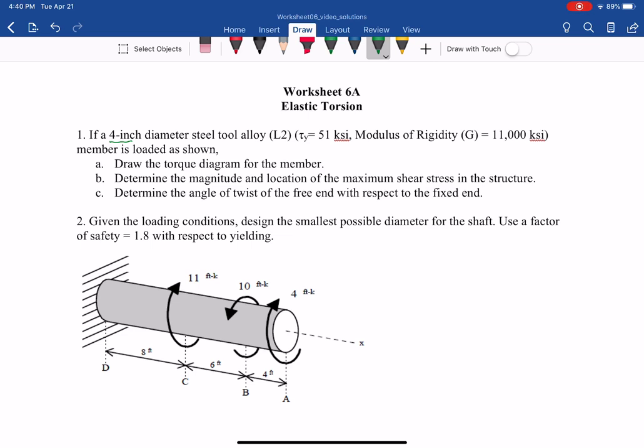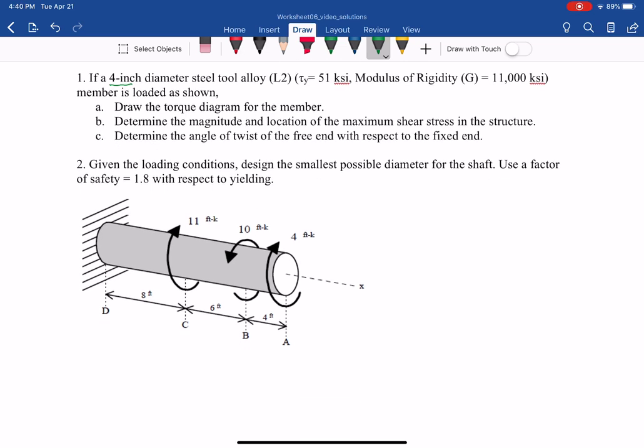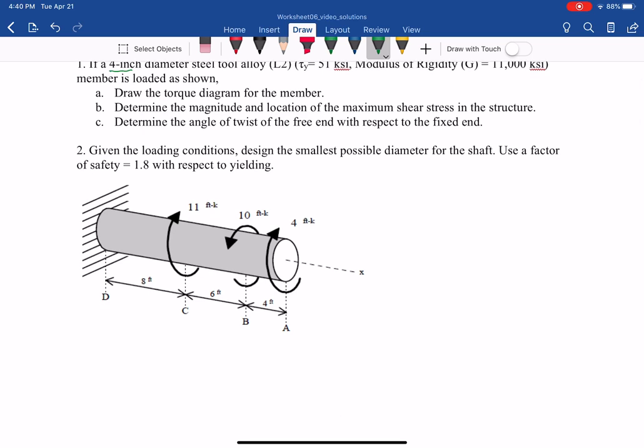So let's start with part number 1, and part number 2, the design, we will discuss later on. First is always to find the external reaction. As you can see, this is a cantilever with the fixed support on the left. We want to know the external reaction, in this case the moment, the torque at the fixed support.